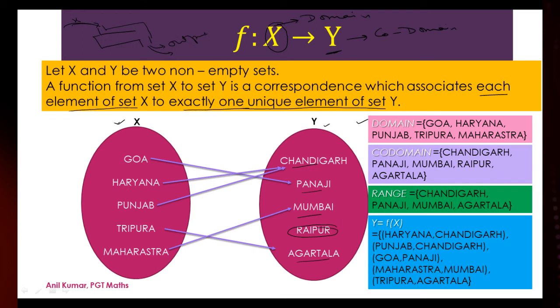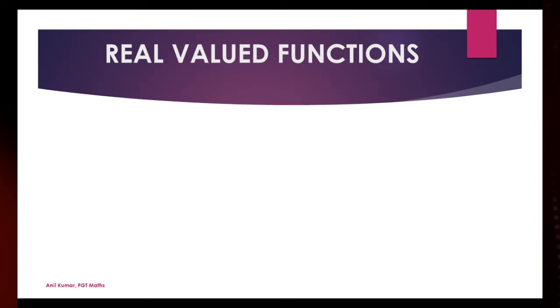Okay, the function will be like this in roster form. If I write, then I will make the ordered pairs: Haryana Chandigarh, Punjab Chandigarh, Goa Panji, Maharashtra Mumbai and Tripura Agartala. So let's discuss some real valued function.